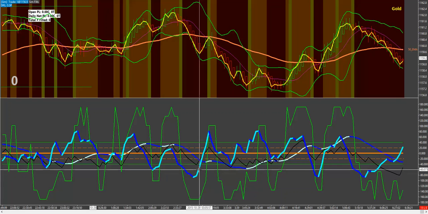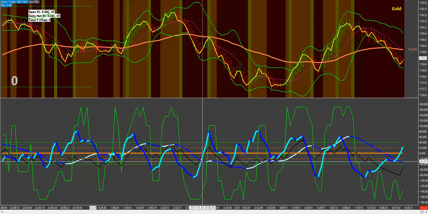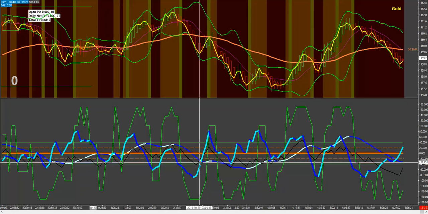And we would stay with that short until blue heads back again towards the mids. This is our exit. And blue cross the white, the ultimate exit. You really need to obey the ultimate exit. When blue cross the white, you gotta get out. No ifs, ands, or buts.